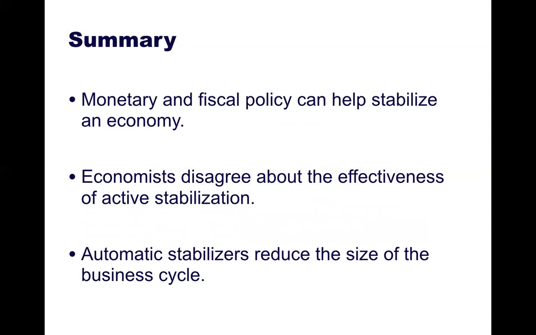So, what did we see today? Well, we looked at monetary and fiscal policy. We looked at three situations for each: closed economy, flexible exchange rate, and fixed exchange rate. We mentioned that economists disagree about the effectiveness of active stabilization. And then we talked about those automatic stabilizers, so reducing the size of the business cycle.